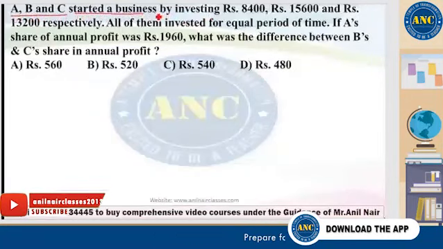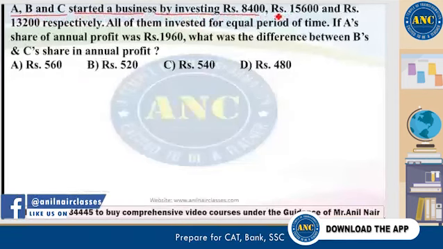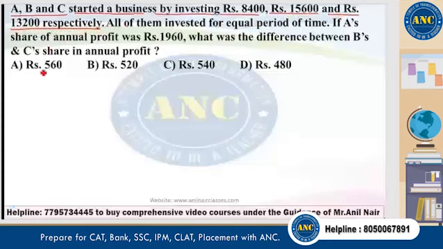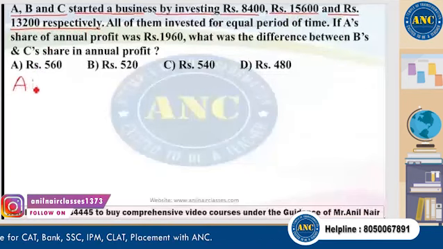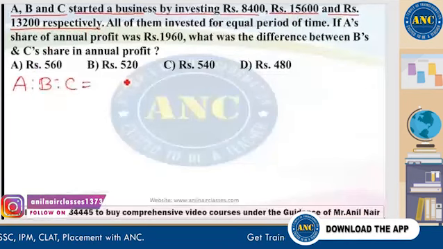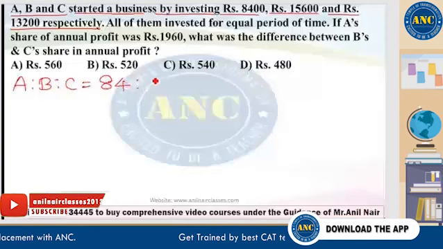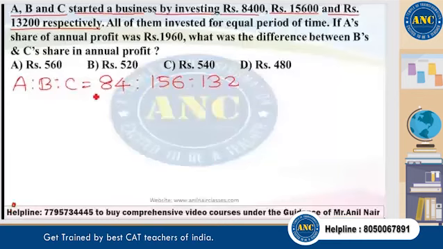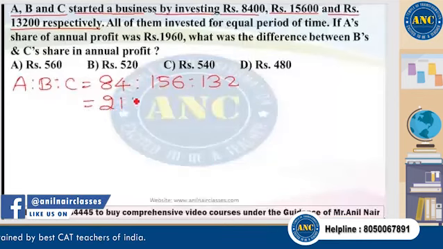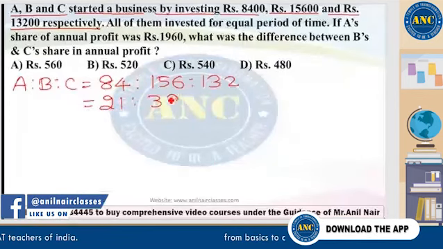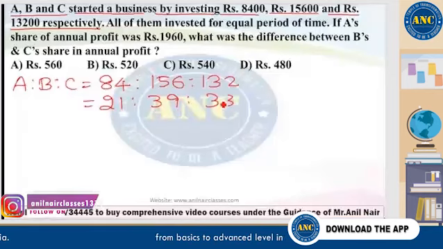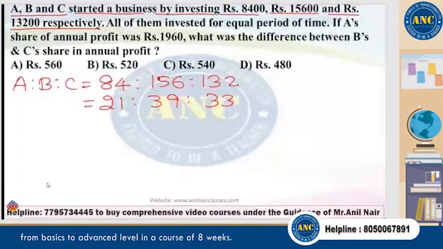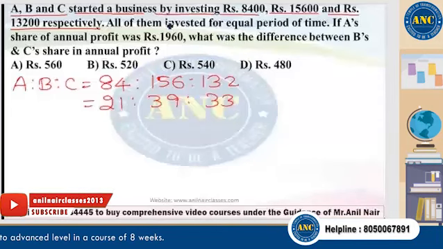A, B and C started a business by investing 8,400, 15,600 and 13,200 respectively. That means there are 3 people, A, B and C. The investment ratio is 84, 156 and 132. 4 into 21 is 84, 4 into 39 is 156, 4 into 33 is 132. So the investment ratio is 21 is to 39 is to 33.